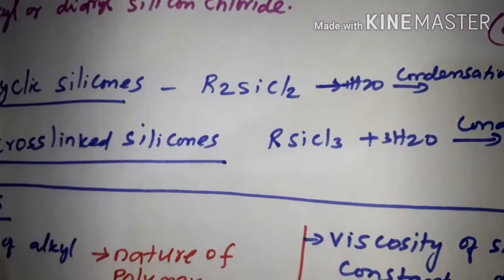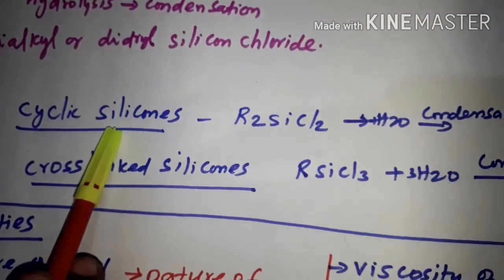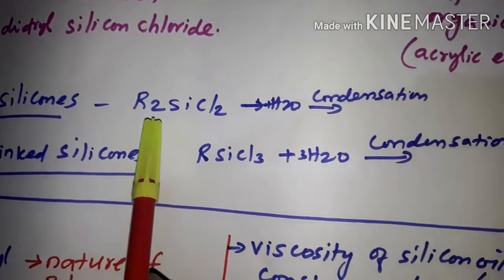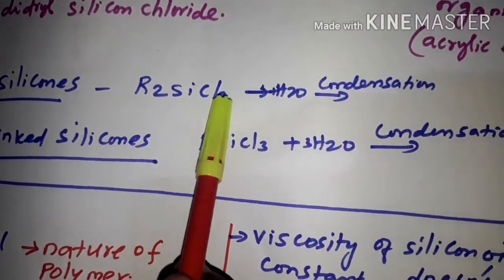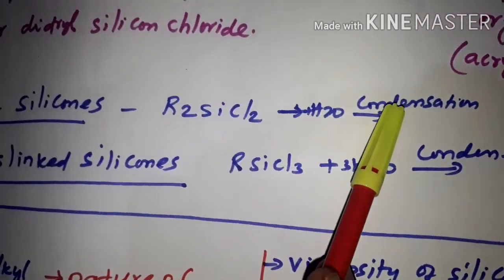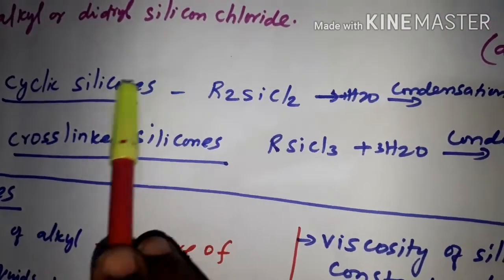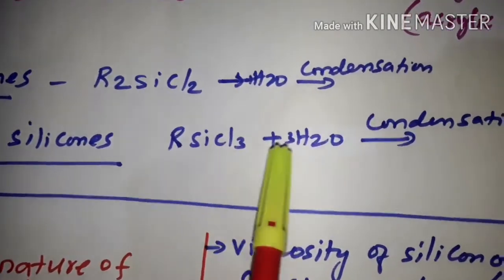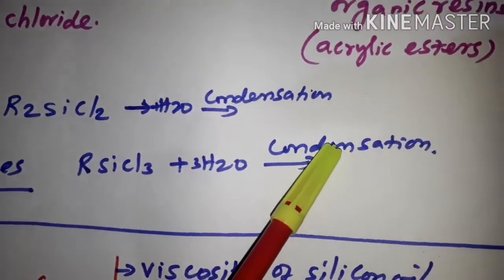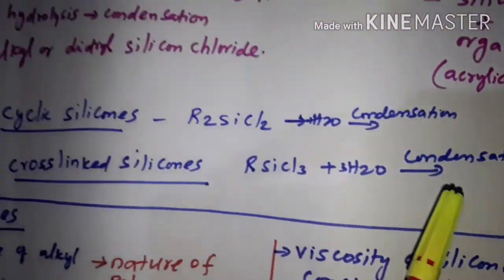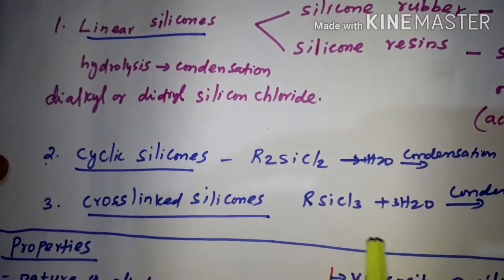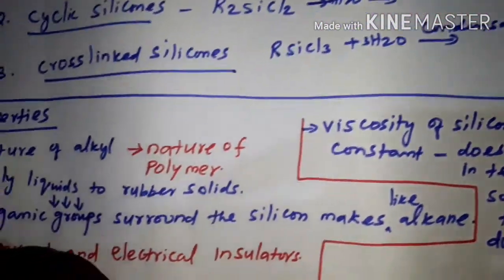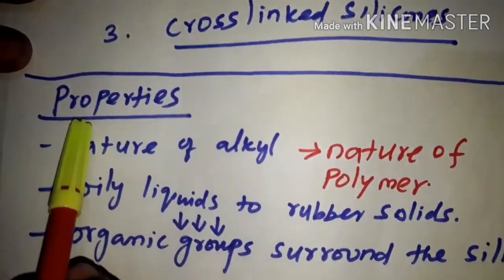Then second type, that is cyclic silicones, they are obtained from R2SiCl2, first hydrolysis, then condensation, we are getting cyclic silicones. Then cross-linked silicones are obtained from RSiCl3, first hydrolysis, then condensation. So that's all about the types of silicones. Next, there is properties of silicon.